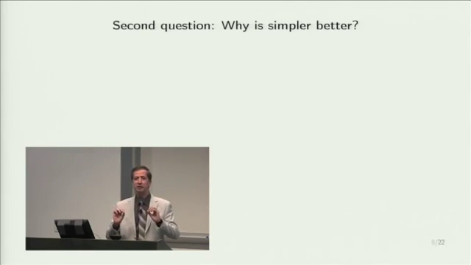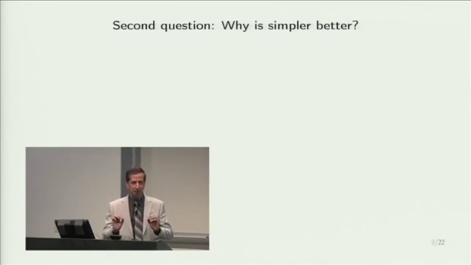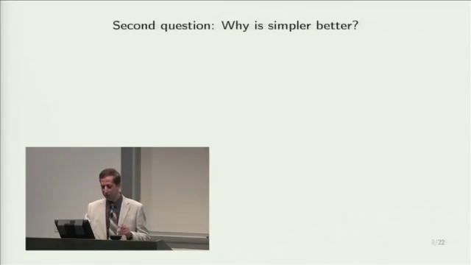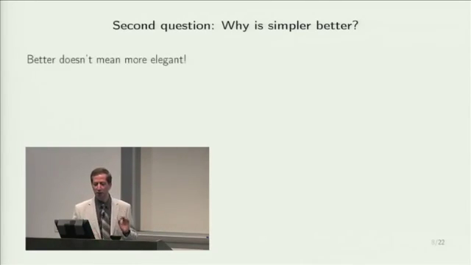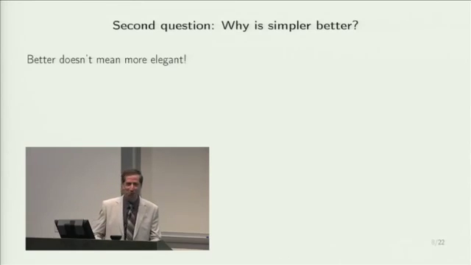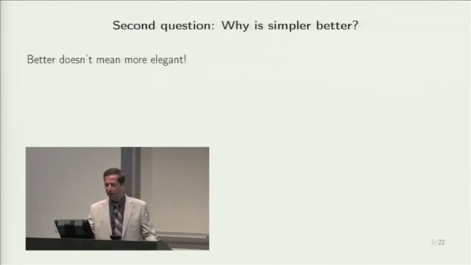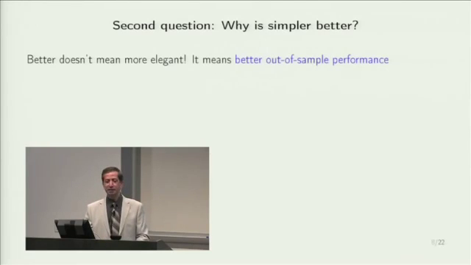Now we go to the question: why is simpler better? Okay? So the first thing to understand is that we are not saying that simpler is more elegant. Well, simpler is more elegant, but this is not the statement of Occam's razor. Occam's razor is stating that simpler will have better out-of-sample performance. That's a concrete statement, okay?